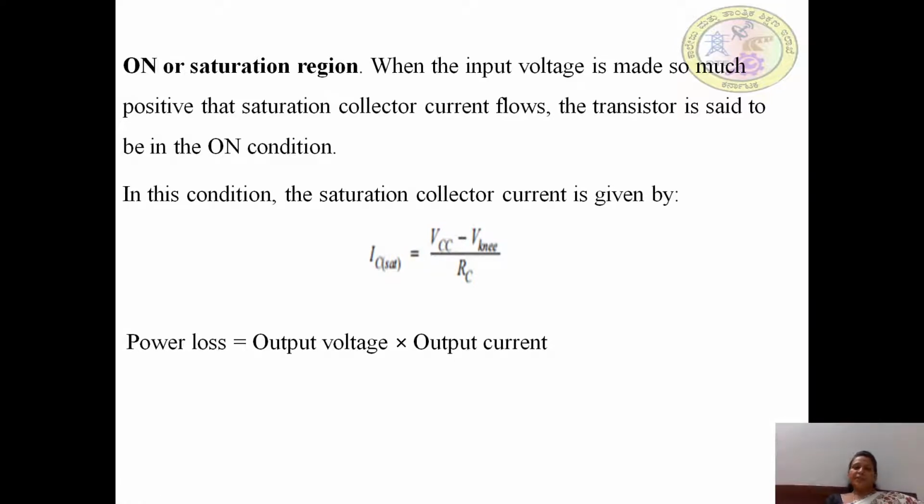Similarly, the on or saturation region. When a transistor is operated in saturation region, when the input voltage is made so much positive or high, the collector current maximum, that is saturation collector current, flows in the circuit. The transistor is said to be in the on condition. In this condition, the saturation collector current is given by Isat is equal to VCC minus VCE divided by RC. Since this voltage is very negligible, IC saturation is given by VCC by RC. Power loss, again output voltage into output current.